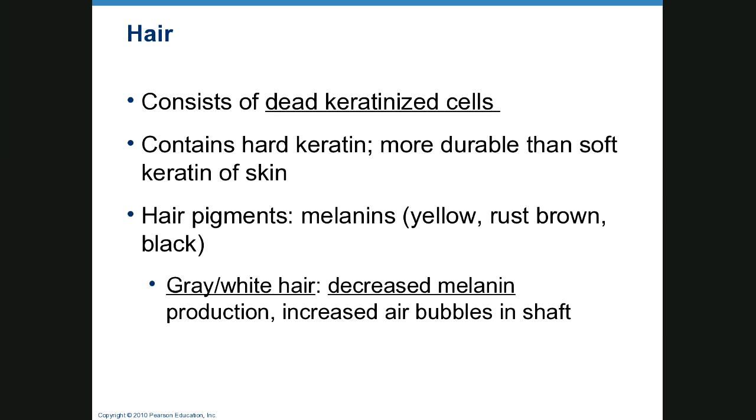Okay, hair is made of dead, keratinized cells, and it's hard keratin. It's a lot more durable than soft keratin. Pigments in it are melanins, yellow, rust brown, pure black, or every shade in between. Some people have very, very red hair. Gray or white hair is because as one has developed along in age, and I will say some people have white hair at 17, 16, they decrease melanin production and air bubbles get in the shaft of that.